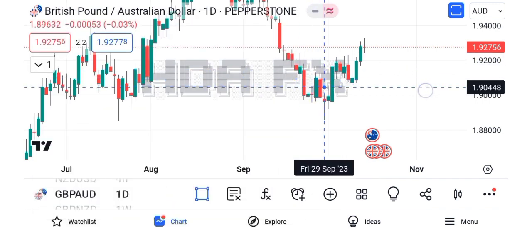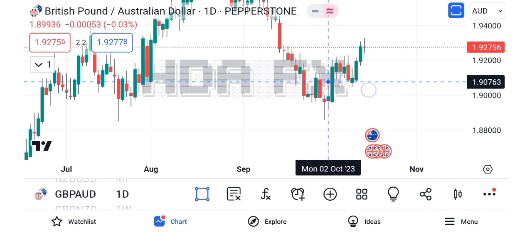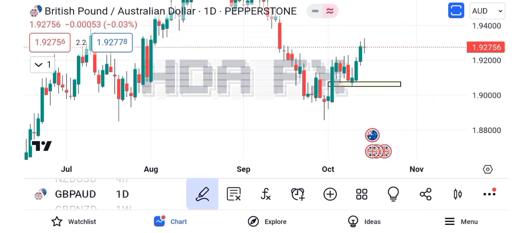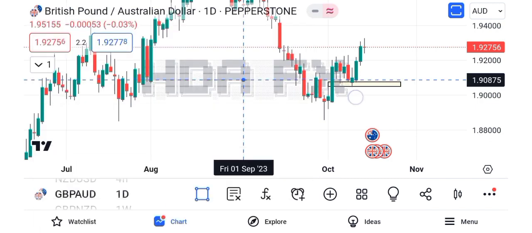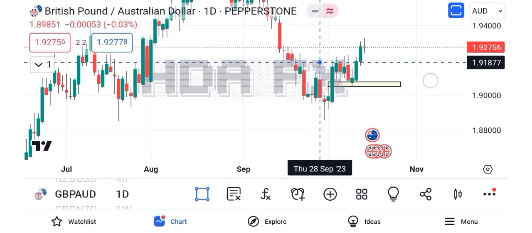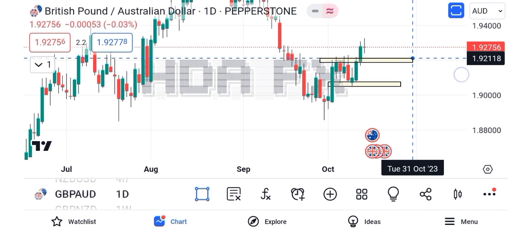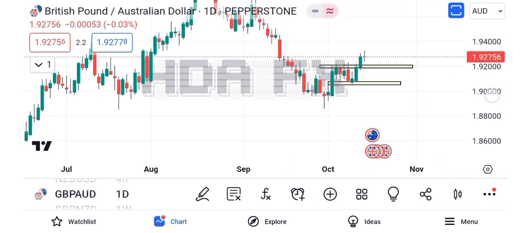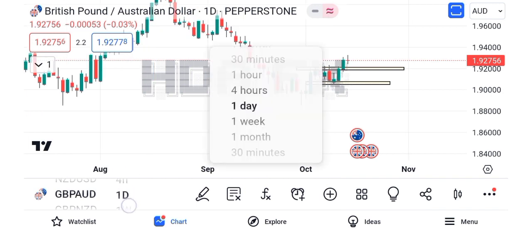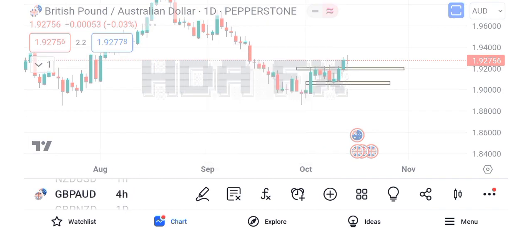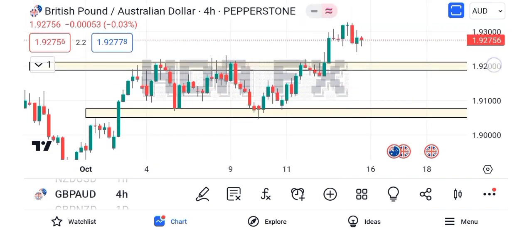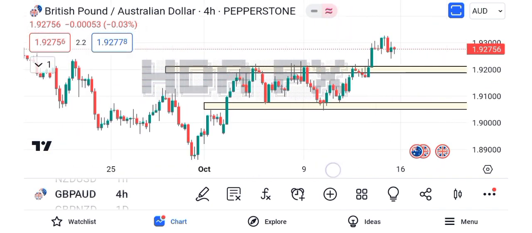So we can spot this structure here, this zone of interest here. We can spot this zone of interest here, and also another zone of interest here on this pair. So these are the structures we can spot on GBPAUD. Now let's move to the 4-hour time frame and see what we have here. This strategy is just top-down analysis, a simple top-down analysis strategy that I'm using.